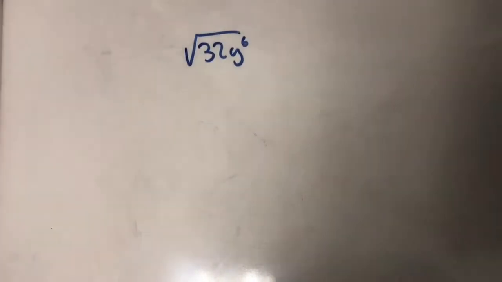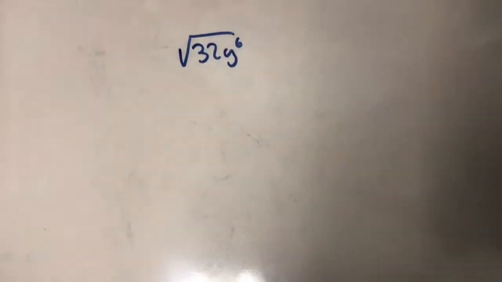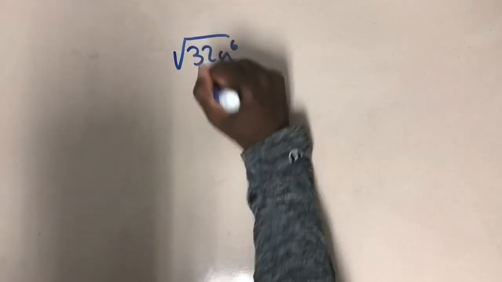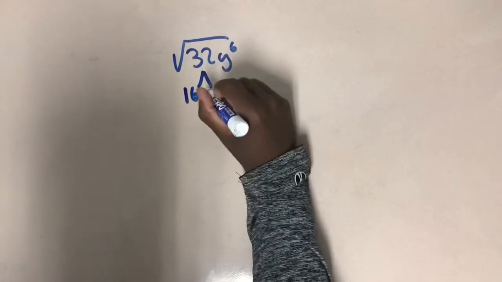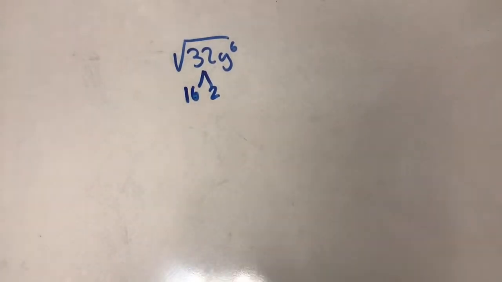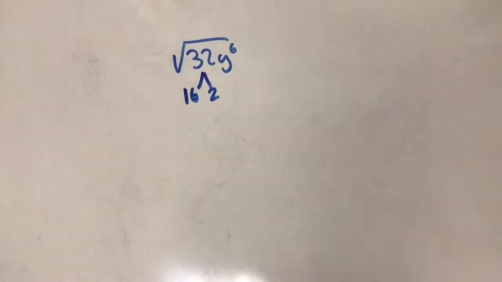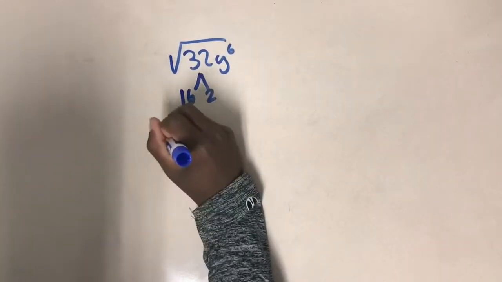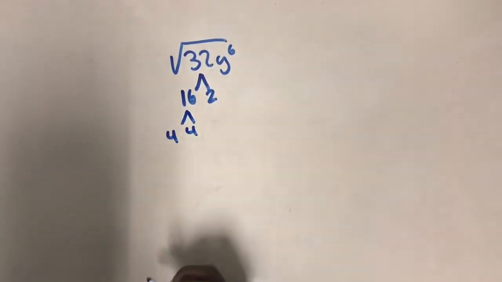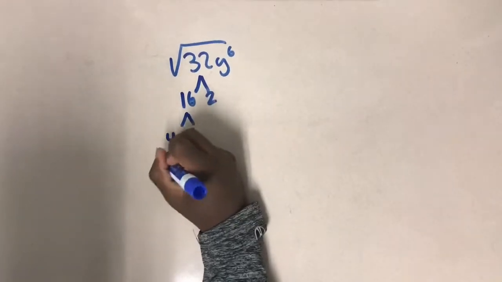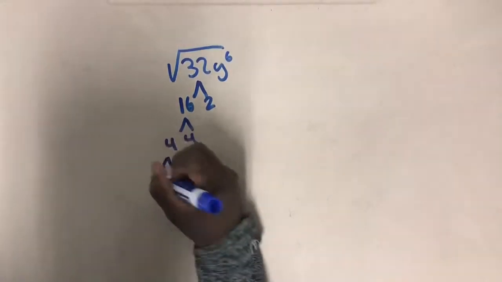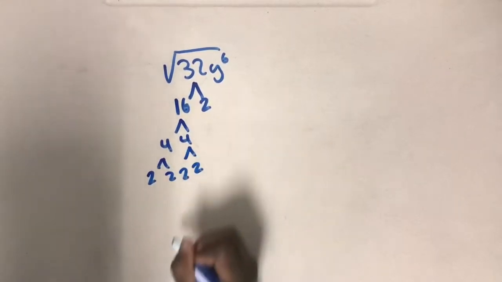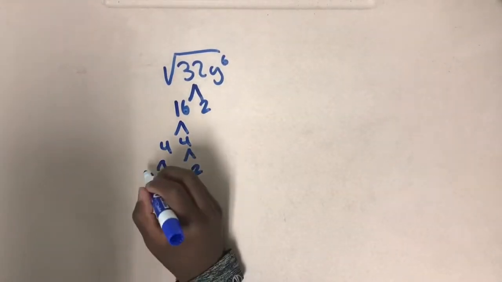This example is fairly easy. The number inside the radical is 32 and the factors of 32 are 16 and 2. 2 is already in its simplest form, so we'll just focus on factoring out the 16. The two factors of 16 are 4 and 4, which both factor into 2 and 2. Which makes two groups of 2.